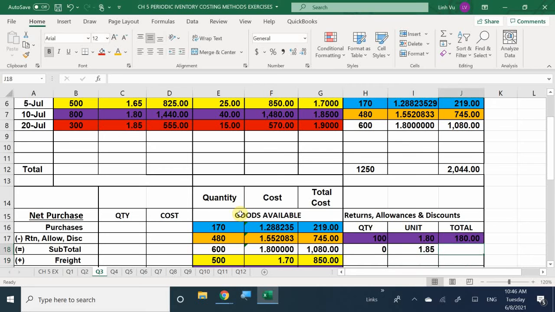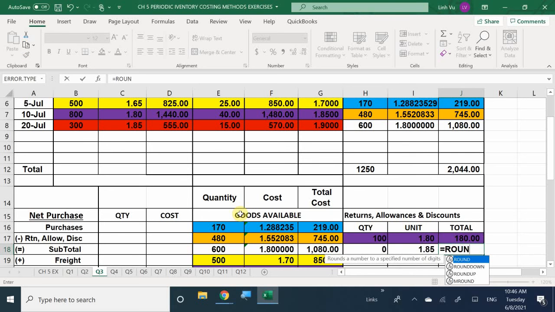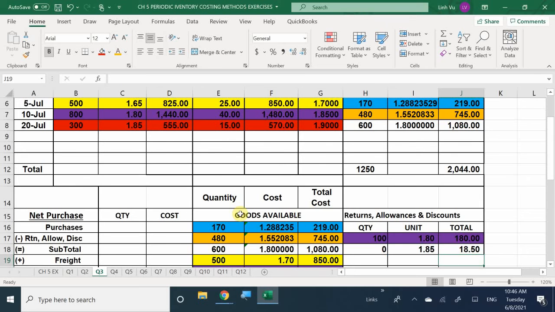So once again, actually, what was it? It says we returned 50 items at $1.85. And how much percentage are we taking a discount off of? 20%? 20%. So what's my grand total I'm going to be receiving back? $18.50. $18.50.